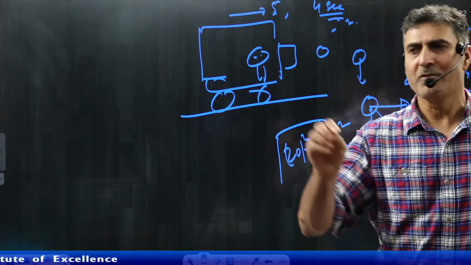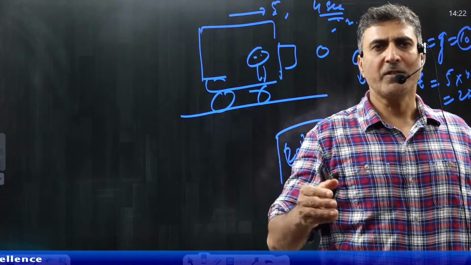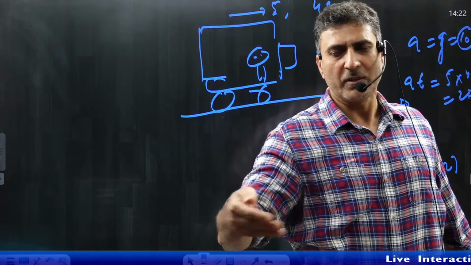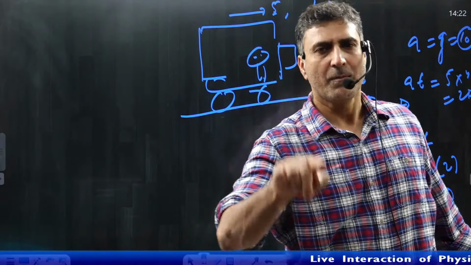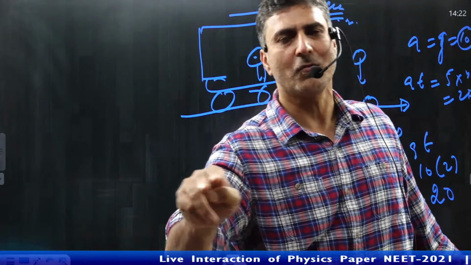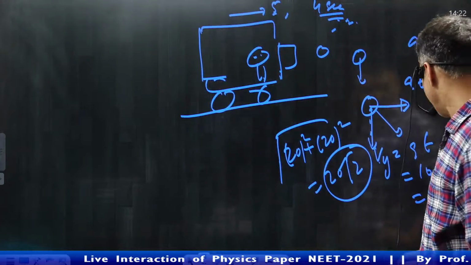So once the ball is released, after 4 seconds it has a forward velocity. And after 2 seconds falling, it has a vertical velocity. Forward velocity is 20. Vertical velocity is again 20. So net velocity is 20 root 2. That is the answer. Okay.